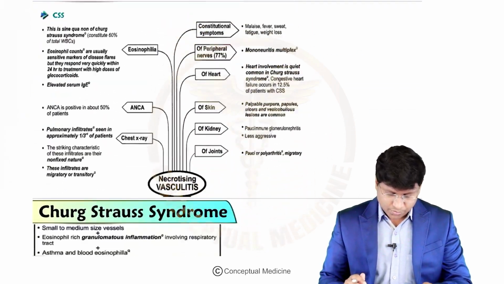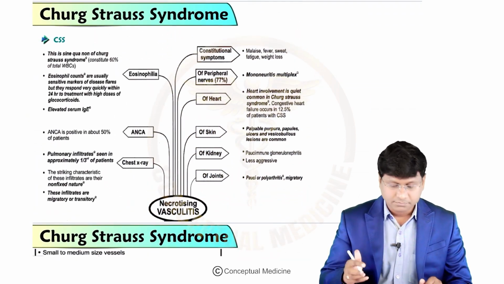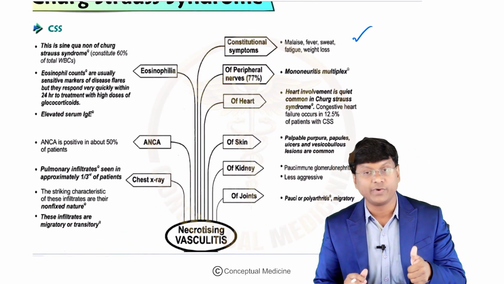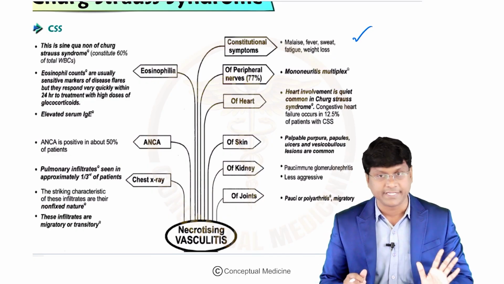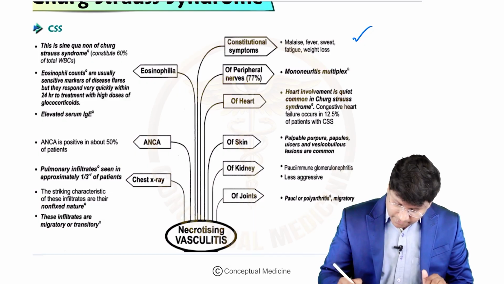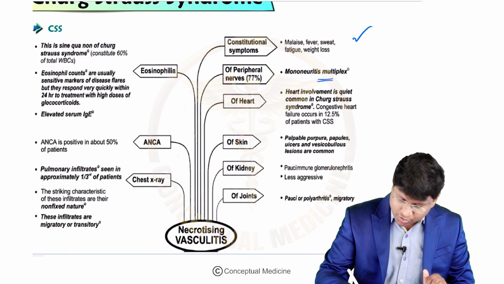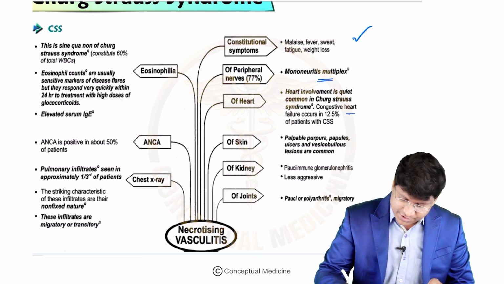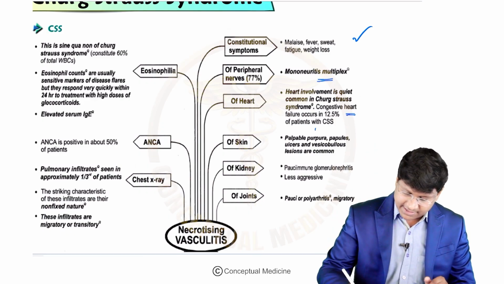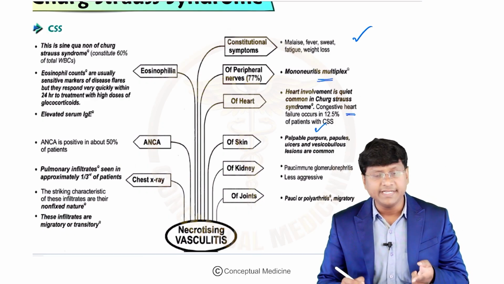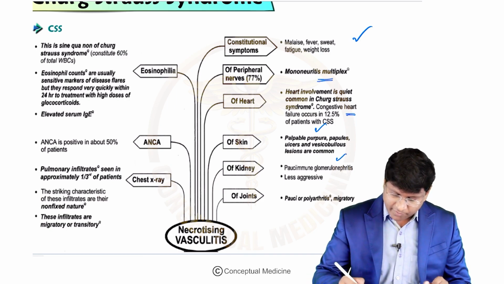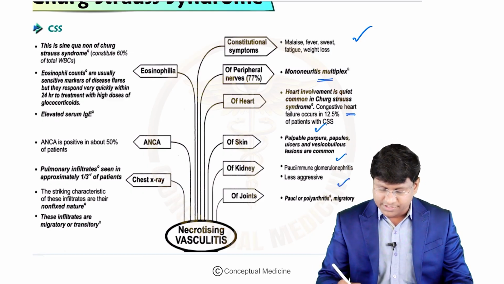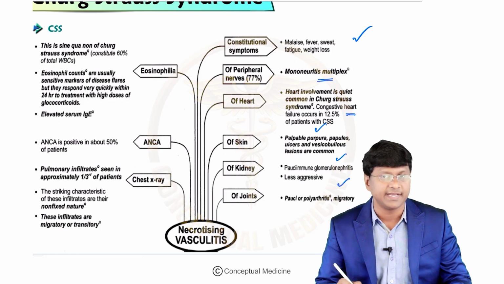So to summarize Churg-Strauss syndrome, constitutional symptoms include malaise, fever, sweat, headache, weight loss, and fatigue. The most common symptom will be bronchial asthma. Second most common will be mononeuritis multiplex. Cardiac involvement will be there, in the form of congestive heart failure. Skin involvement will be in the form of palpable purpura. Kidney involvement is very rare, but will be in the form of pauci-immune glomerulonephritis, and it is less aggressive. And joint involvement is pauci or polyarthritis, usually migratory arthritis.